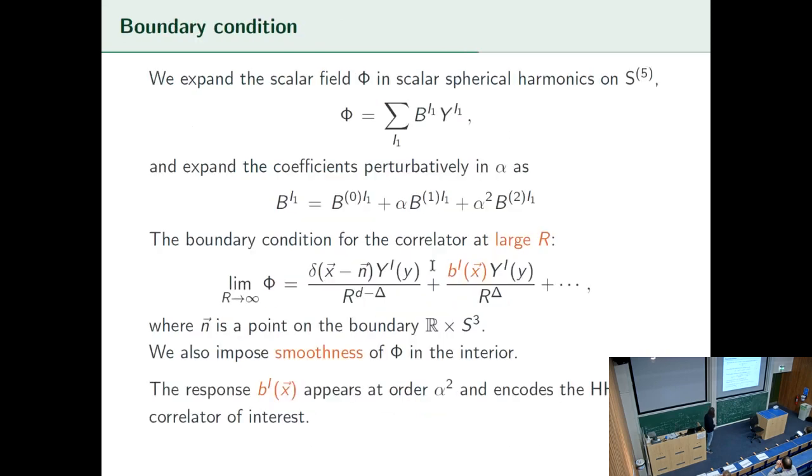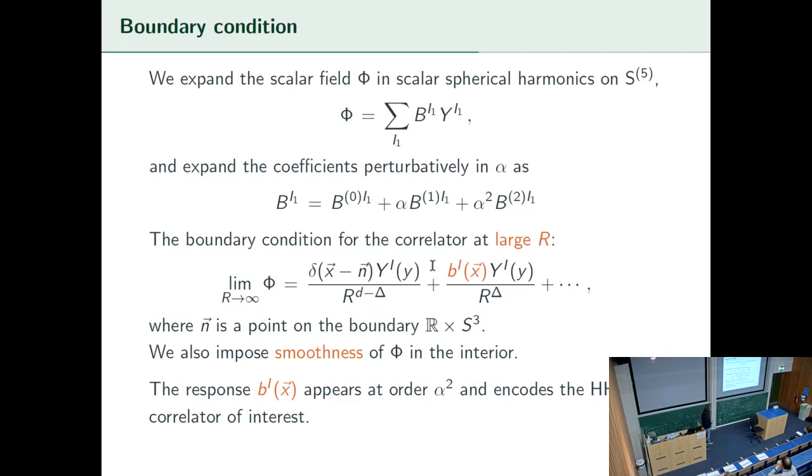And since we're working with the perturbations on top of S5, it's convenient to express the fluctuations in the spherical harmonics, which gives the corresponding expansion for the coefficients B. Since we are working with the second order equations, we need to specify two boundary conditions for this field. So first, we impose the smoothness of the field phi in the interior. And second, we use the standard holographic prescription at large R. So we expand this field near the boundary.